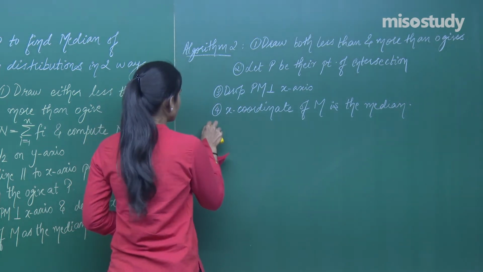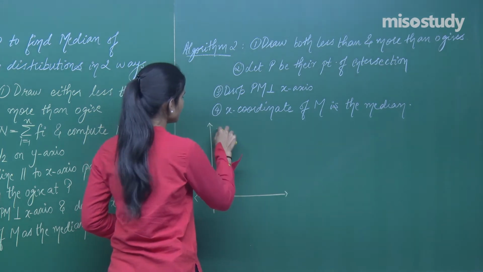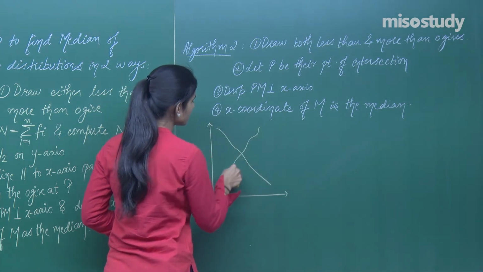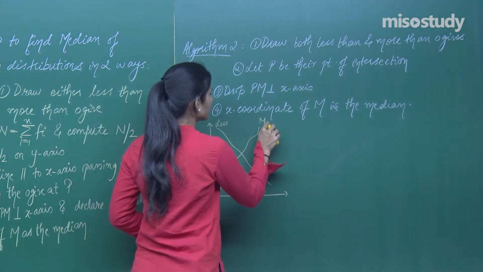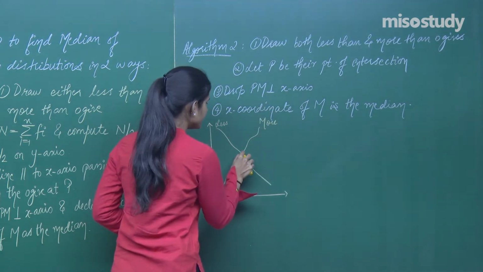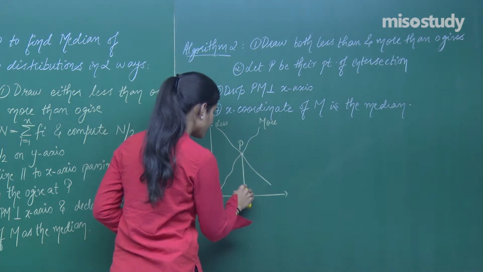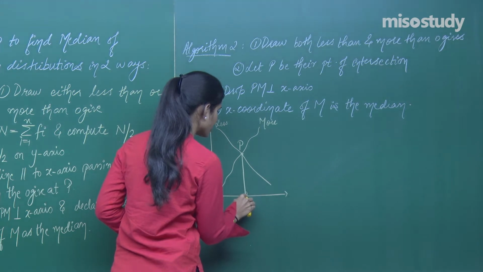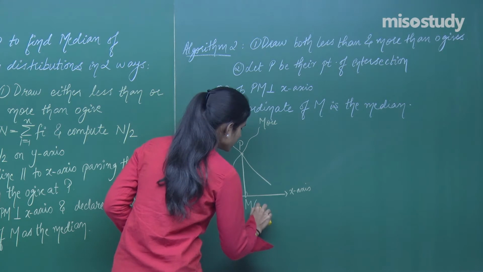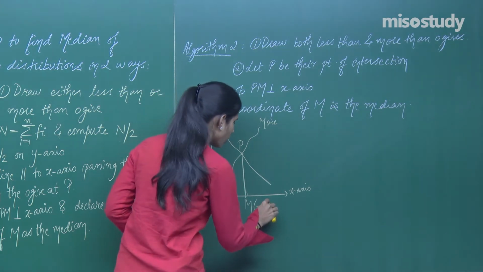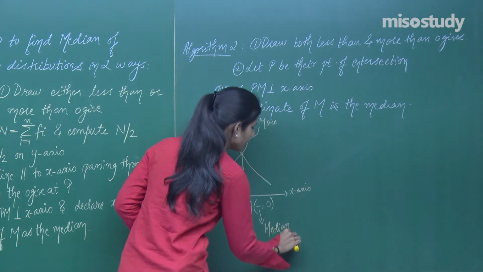What this is trying to say is, just a rough diagram, this is the x-axis, y-axis. So say this is your less than ogive, this is your more than ogive, for example. They are meeting each other at a point, say this is point P. From this point P, you drop a perpendicular onto the x-axis, say this point is M, so PM is perpendicular to the x-axis. Again, this point M is on the x-axis, so it will be something comma 0. This something, the x-coordinate of point M, is declared as the median.